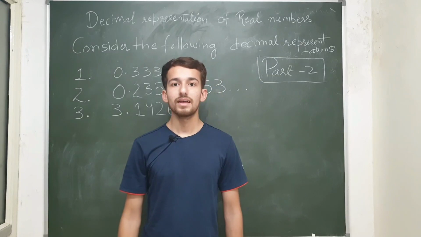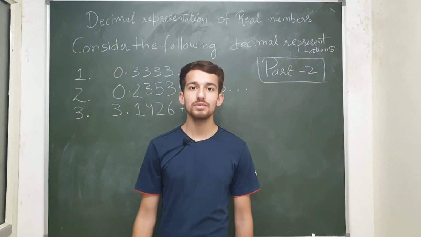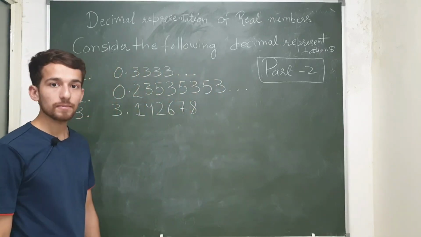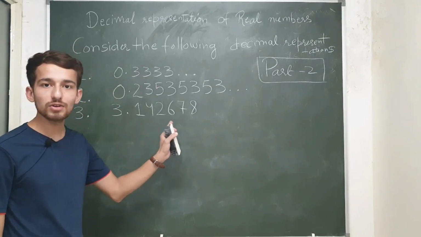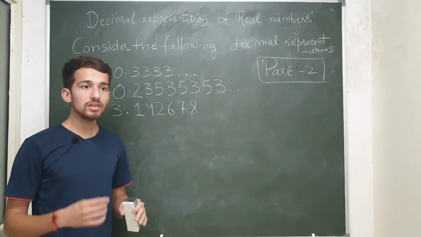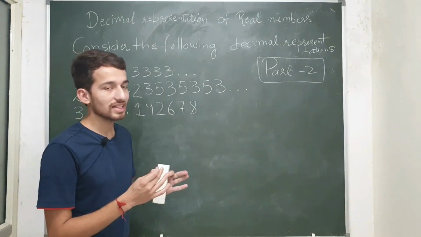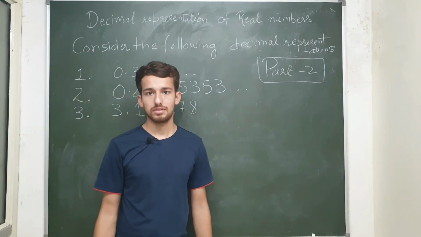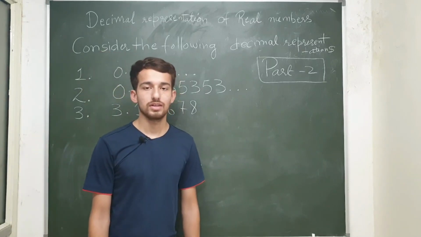Hello everyone. The title of today's lecture is Decimal Representation of Real Numbers, part 2. If you can see here, today I have marked some decimal representations of real numbers. I will try to use these decimal representations and convert these numbers into appropriate rational numbers. So let's start today's lecture.